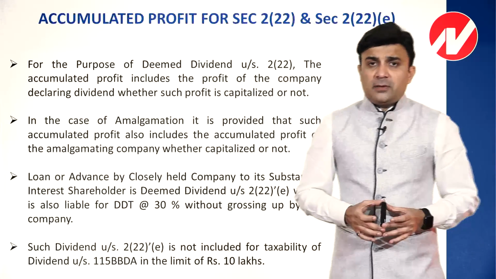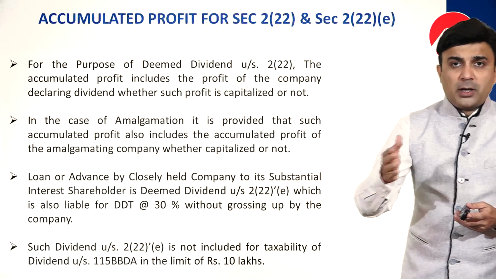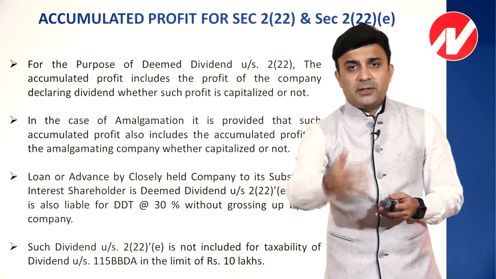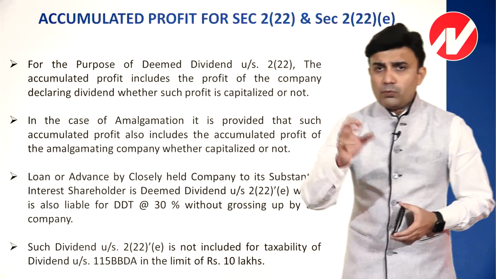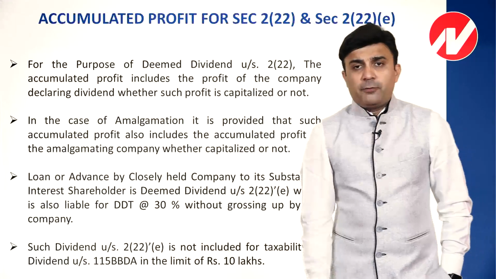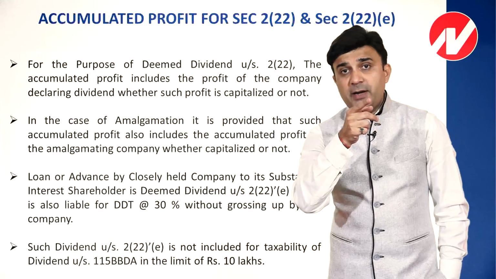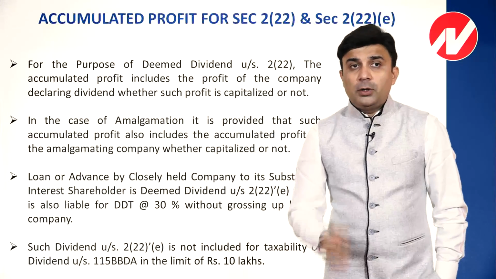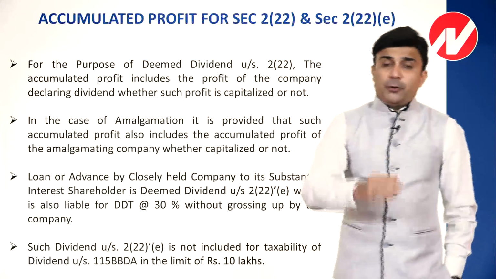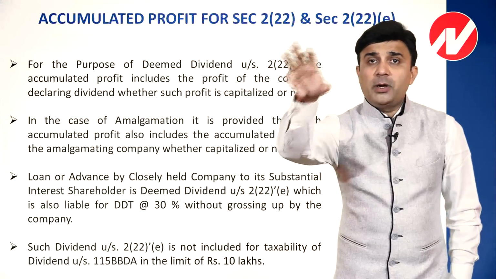Now, there is a case wherein X Limited is a vendor company, got amalgamated with Y Limited, and the dividend is declared by Y Limited or an asset is distributed by Y Limited. Up to now, the provision was that the accumulated profit would be the profit of Y Limited only, whether capitalized or not. They have now clarified that your accumulated profit would include the profit of the vendor company also, the profit of the demerged company also, and hence your amount of accumulated profit would be higher.